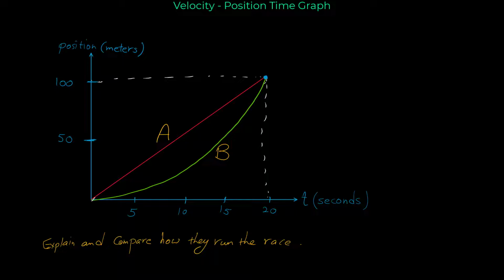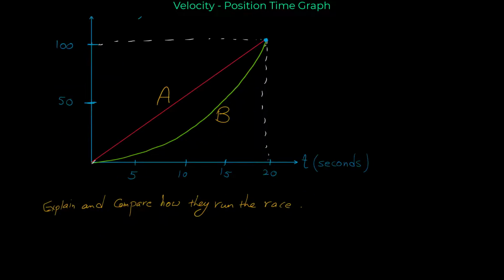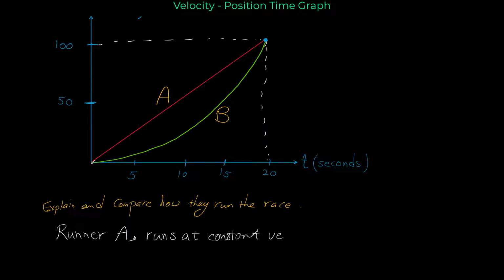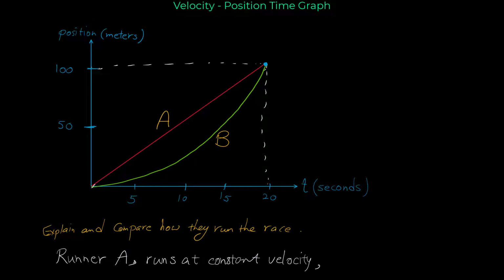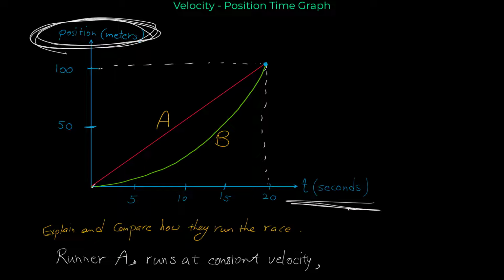If you notice runner A, he runs at a constant velocity. So for runner A, we claim that runner A runs at constant velocity. But how do we know this? When we have a position time graph, this given graph shows the position of each runner over time. When we have a position time graph, the slope of the curve shows the velocity.